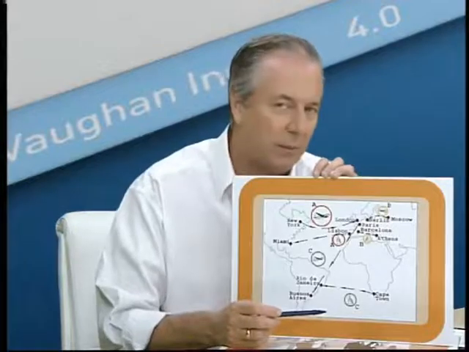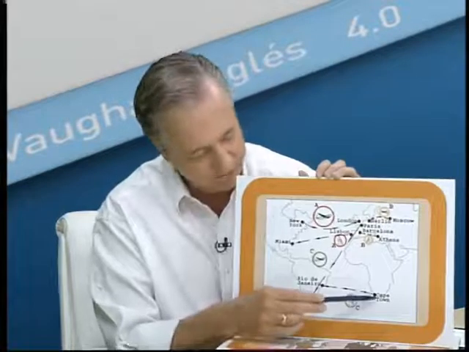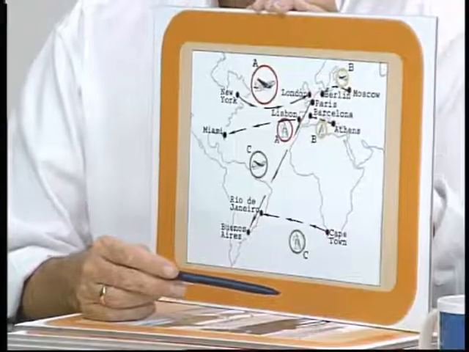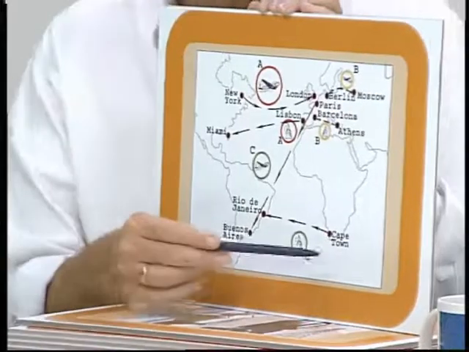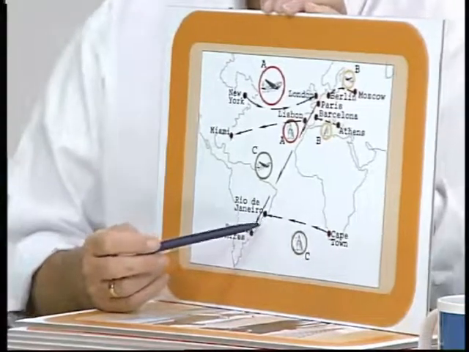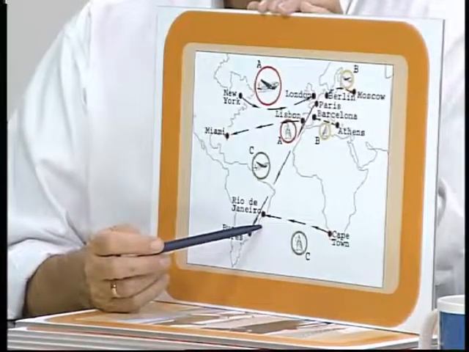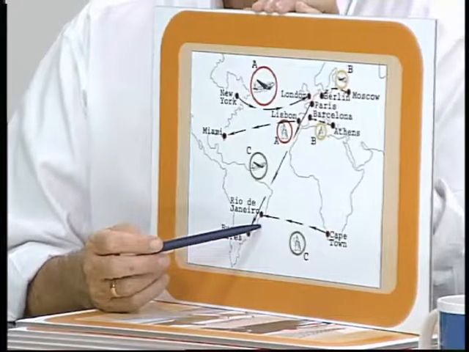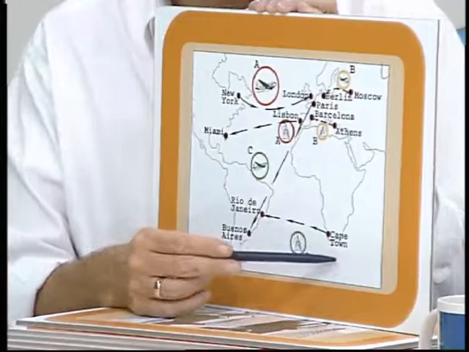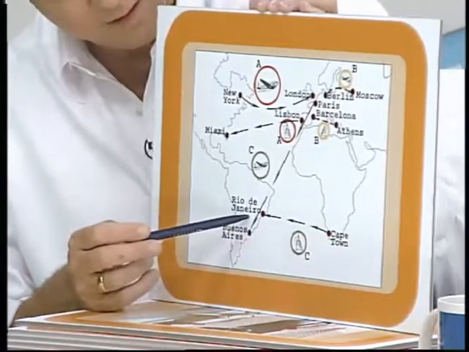Cape Town, Ciudad del Cabo, Cabo de Buena Esperanza aquí. Cape of Good Hope, and Cape Town is a beautiful city in South Africa. And Rio, or Rio de Janeiro, is a beautiful city in Brazil. And this ship is going from Cape Town to Rio.